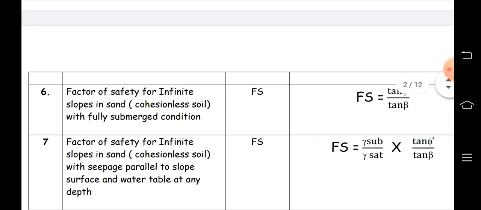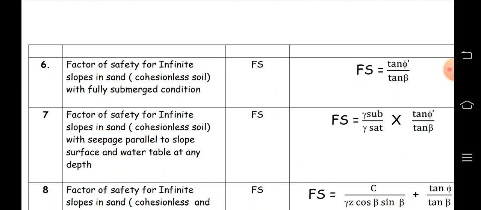Then the second case is the factor of safety for an infinite slope, once again in a cohesionless soil, but there is a water table, that is a fully submerged condition. So the factor of safety is tan phi dash upon tan beta, where phi dash is the effective angle of internal friction and beta is the angle of slope.